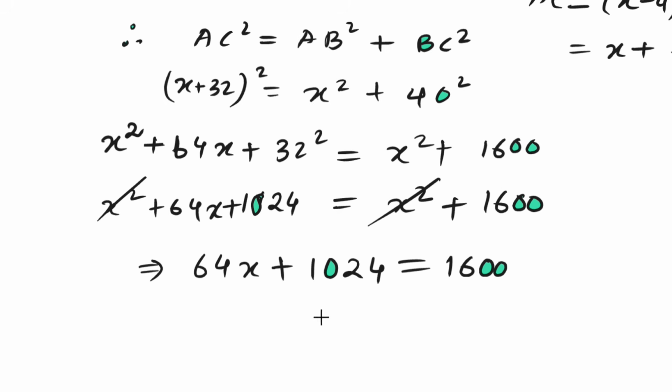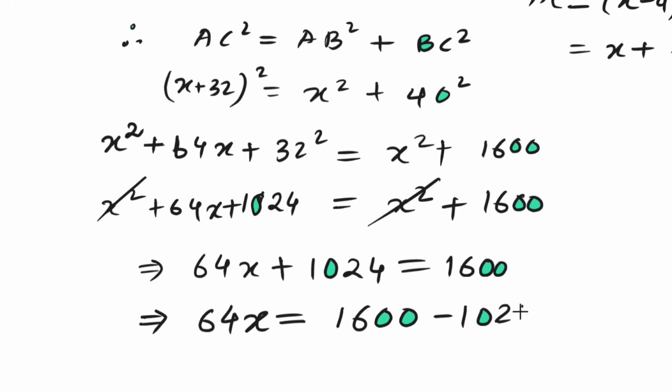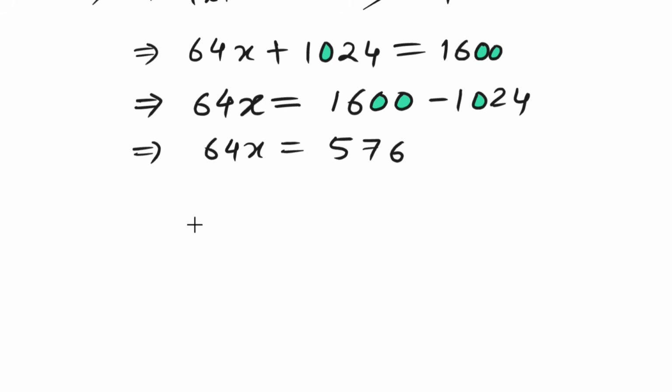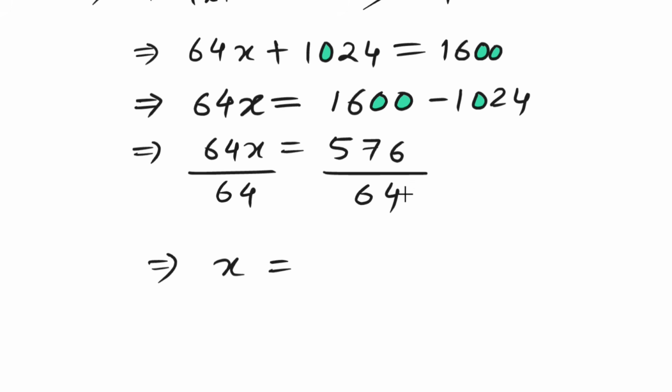Now, subtract 1024 from both sides. We get 64x equals 1600 minus 1024, which equals 576. Finally, divide both sides by 64. 576 divided by 64 equals 9. Therefore, the value of x is 9.